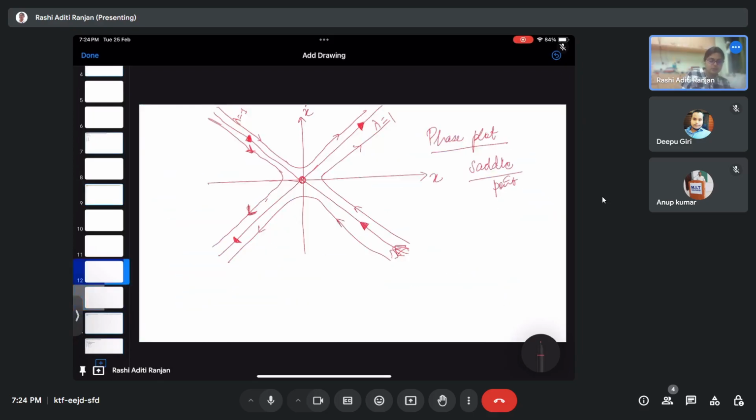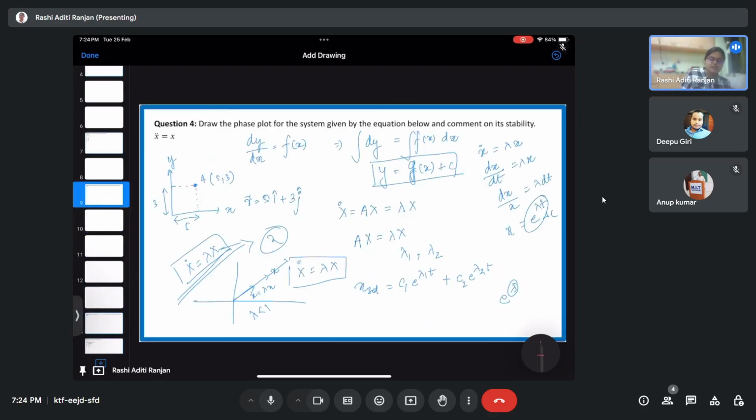This was a very important concept, but essentially this comes from the concept of linear equations and the concept of eigenvalues and eigenvectors. Okay, so eigenvalues and eigenvectors actually play a very important role in case of dynamics, as you can see.